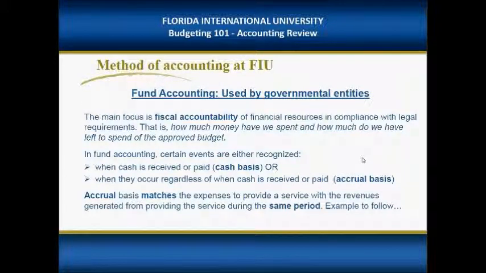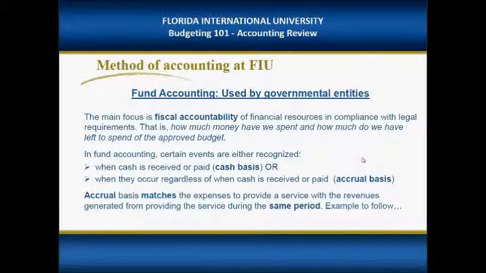Let's talk specifically now about accounting at FIU. FIU is a governmental agency. Governmental agencies or entities use fund accounting, which is a little bit different than what you might find in a private organization or a corporation. The main focus for fund accounting is fiscal accountability of financial resources in compliance with legal requirements. What does that mean? Basically, it means how much money have we spent and what do we have left to spend based on a budget.